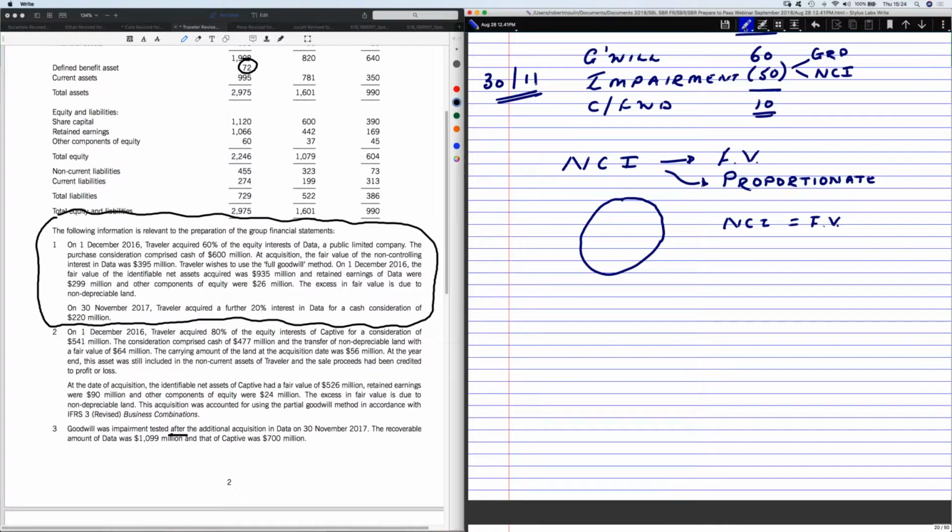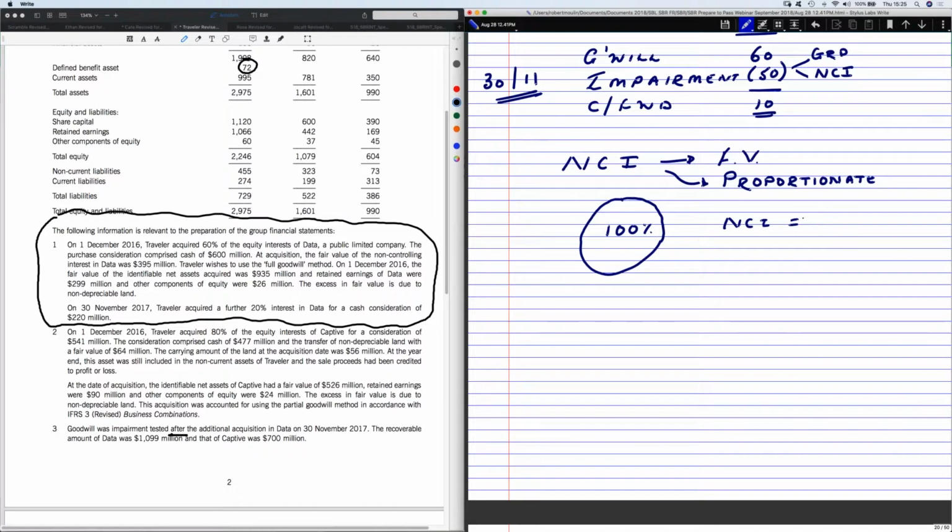100%. Now, if the NCI is being measured at fair value, the goodwill is being fully calculated, which means we calculate 100% of the goodwill. Who owns that goodwill? Well, initially, 60% of that goodwill you expect to be owned by the group, and initially you expect 40% of that goodwill to be owned by the NCI. I have to say, it won't work out quite like that, but we'll stick with that for the minute. Now, let us change the policy.